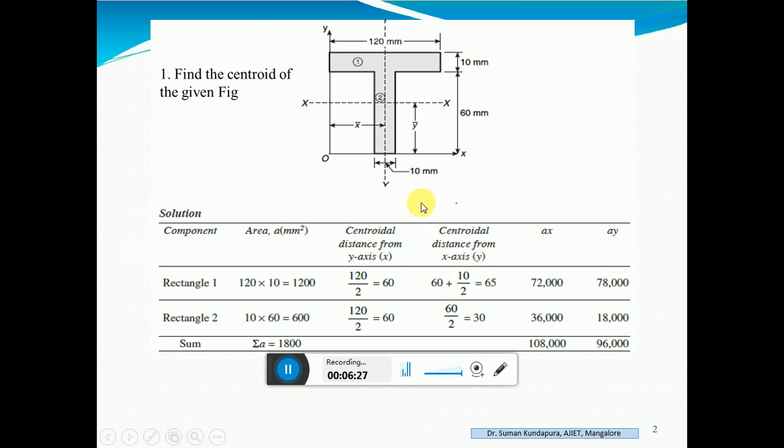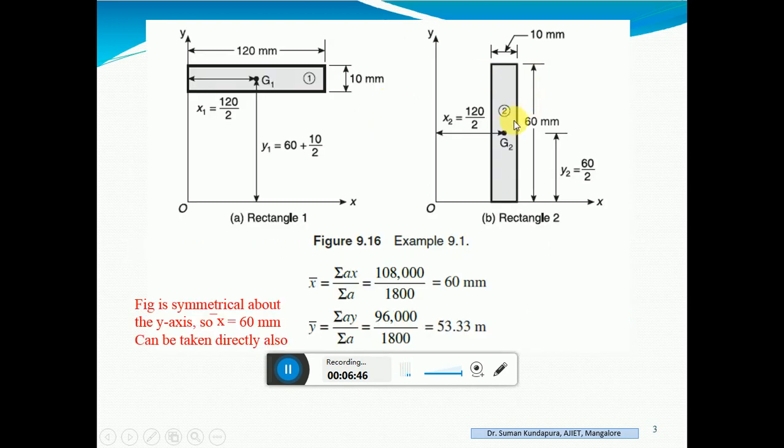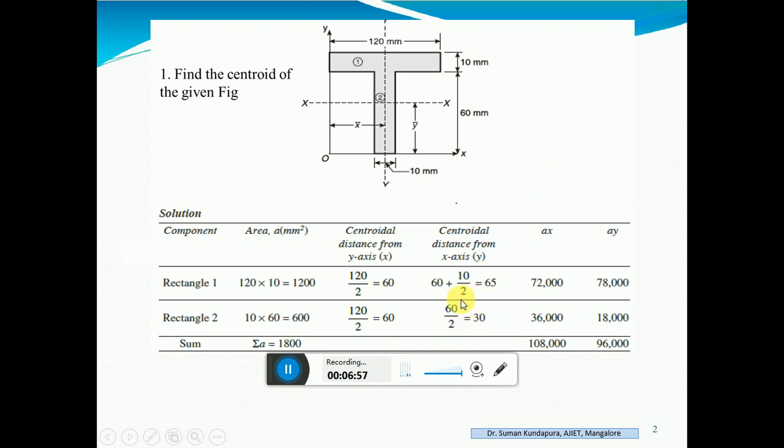Okay. Now, the second rectangle is this one. Distance from this axis to this point: whole depth is 60, divided by 2. You are supposed to reach this point, right? So, G2 lies here. Whole is 60 divided by 2, which is 30 mm. So, this is nothing but 30.